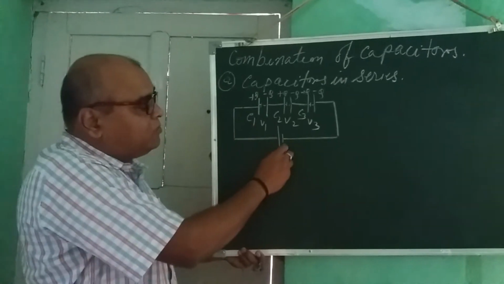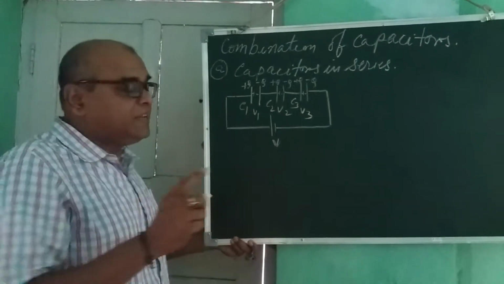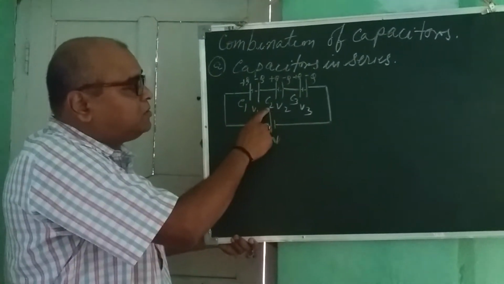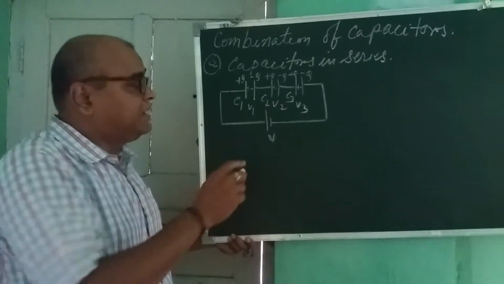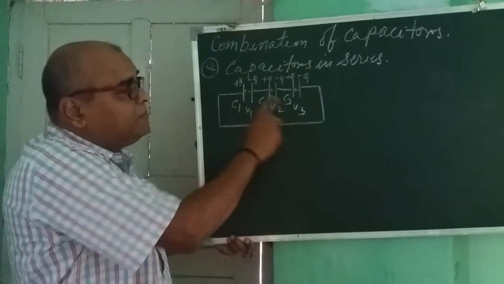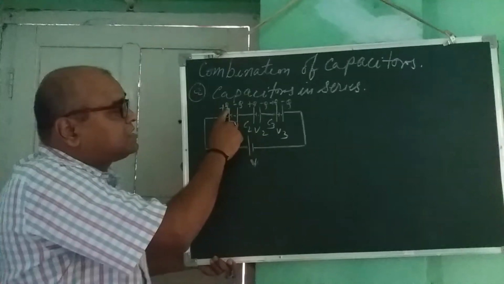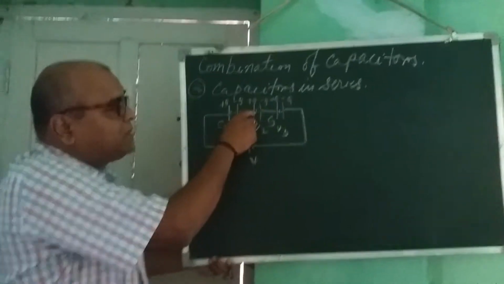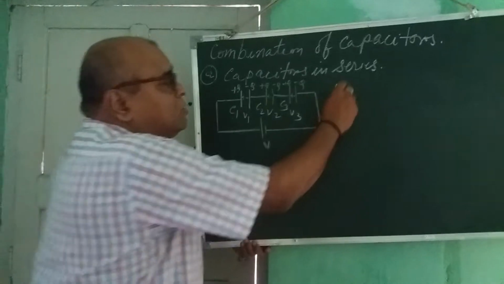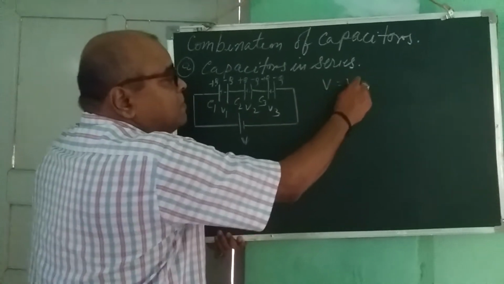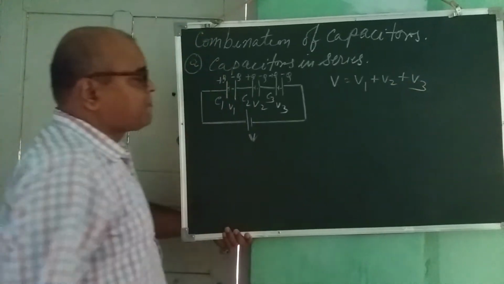Now there is one main voltage source present, that is V, and there are three capacitors present. The individual capacitors are C1, C2 and C3, and there will be potential drops V1, V2 and V3, and the charge on each capacitor is plus Q, with induced minus Q. So V is equal to V1 plus V2 plus V3.